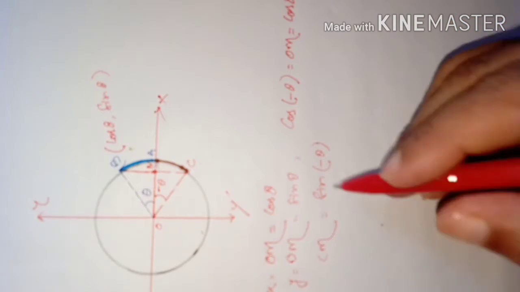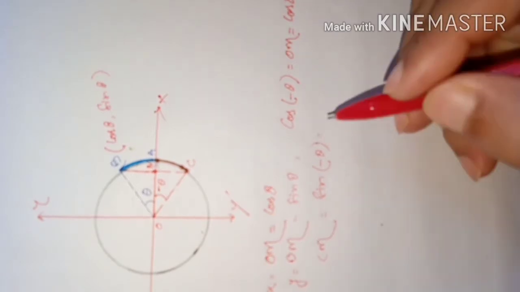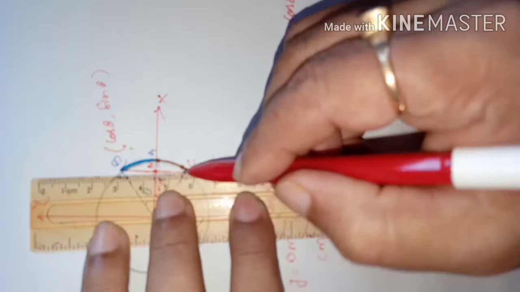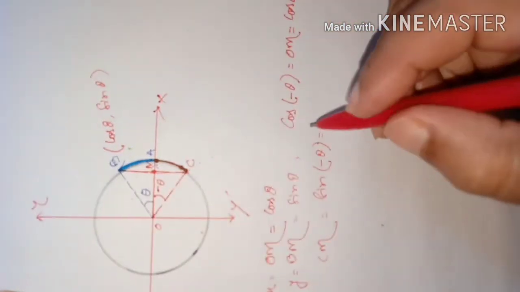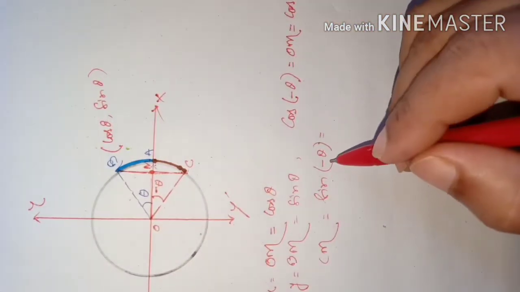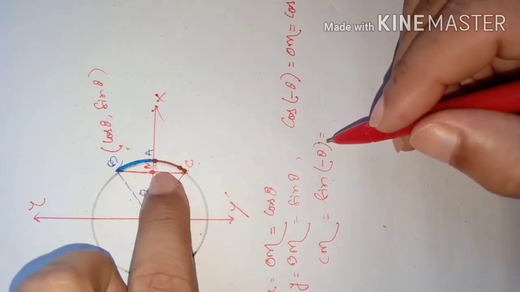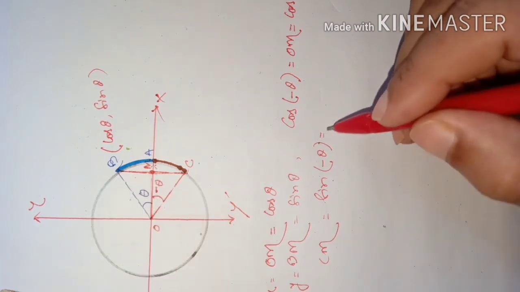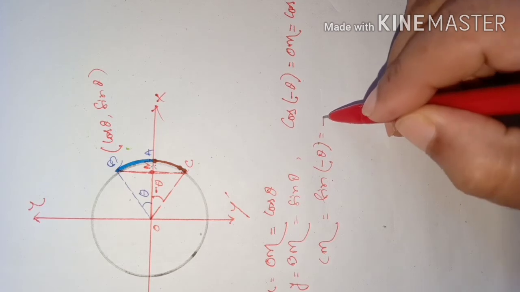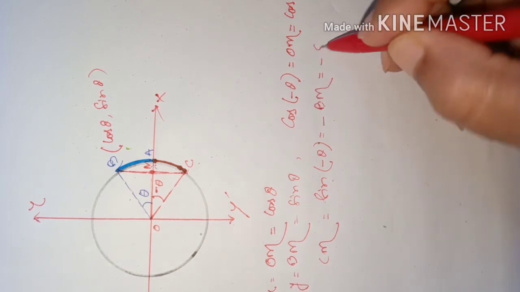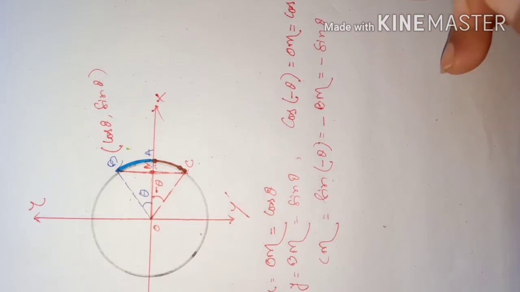And sine of minus theta is what? Here you see CM is negative this way, which is opposite of BM. Numerically it is equal to BM, but its direction is opposite. So since it is opposite of BM, we can say it is minus BM. That is, it will be equal to minus sin theta. Are you understanding, dear students?